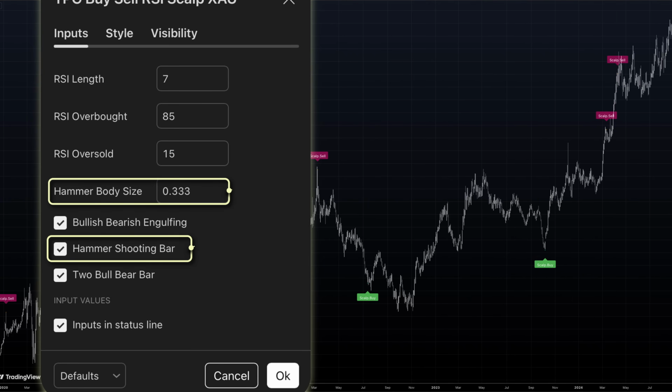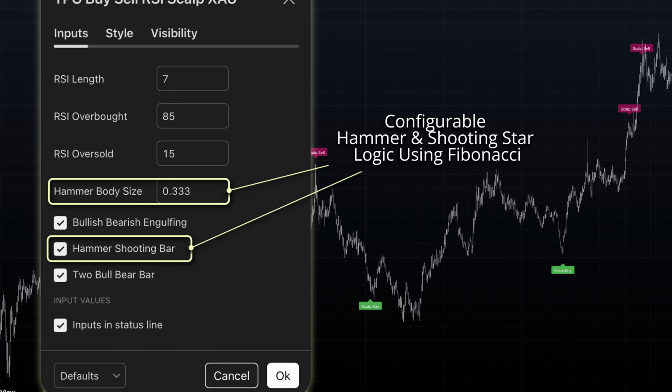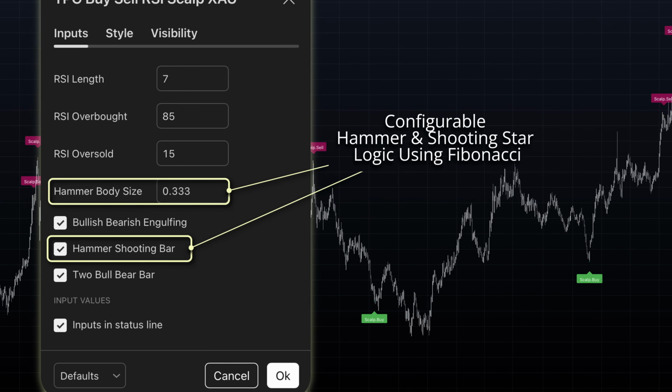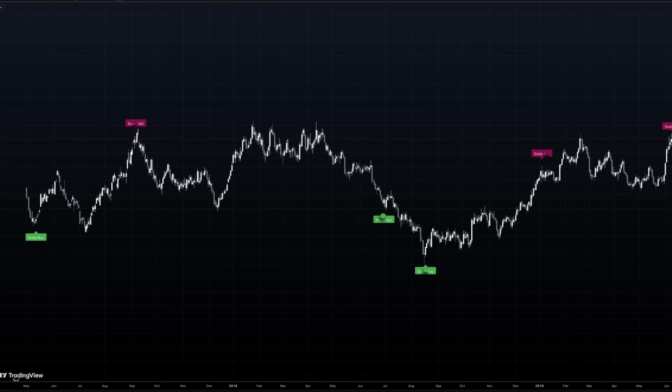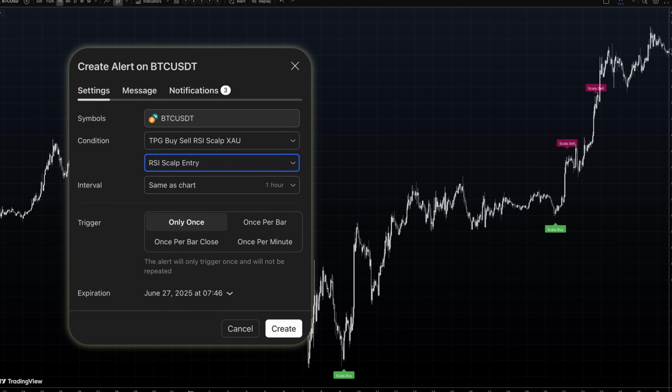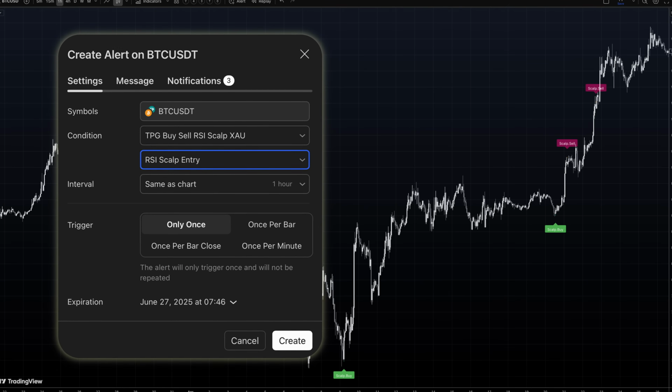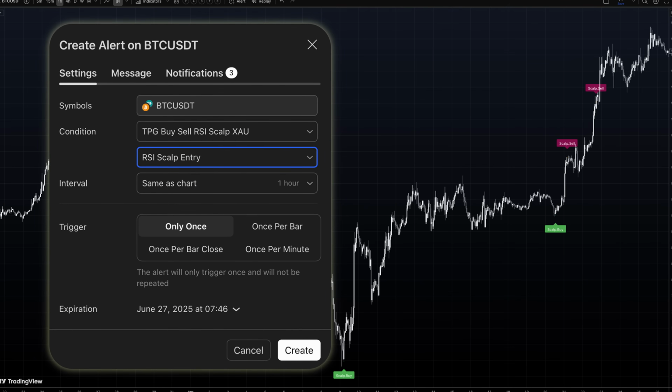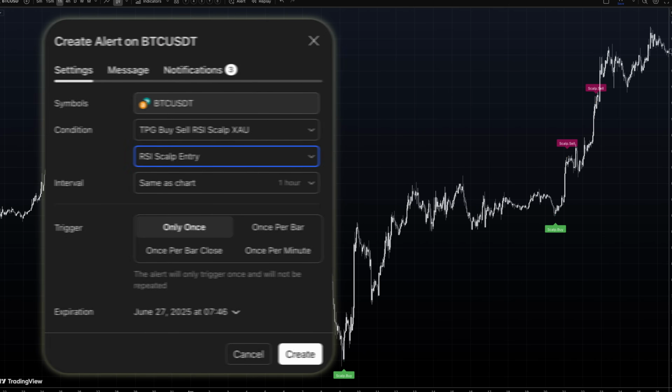Hammer and shooting star detection incorporates Fibonacci retracement logic using a configurable body size parameter. This ensures reversal patterns meet precise structural conditions, improving reliability over visual-only pattern recognition. Signals are only triggered when both RSI and candlestick criteria align, reducing false positives. The built-in alert system supports both manual and automated trading approaches by notifying users when valid trade setups occur.